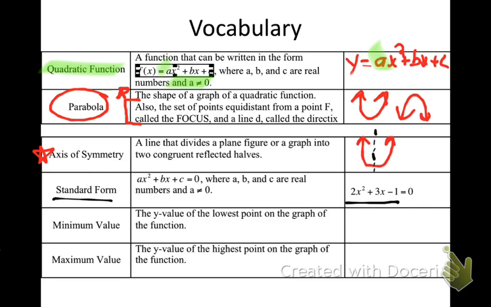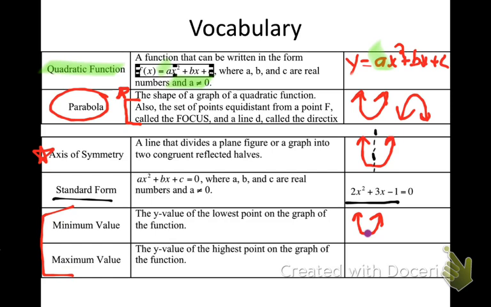The last two, if we have time, we will get to this. We have not had a chance to get to that in any class yet. But a minimum value is the y value of the lowest point on the graph. That would be, for instance, if I had a parabola that goes up, my vertex down there would be the lowest point, or my minimum value. All right, that's the vertex. That would be the minimum.